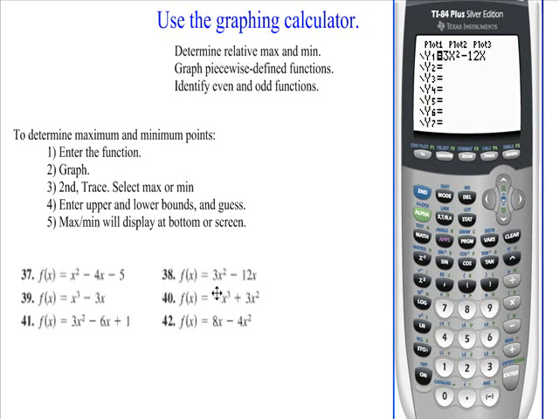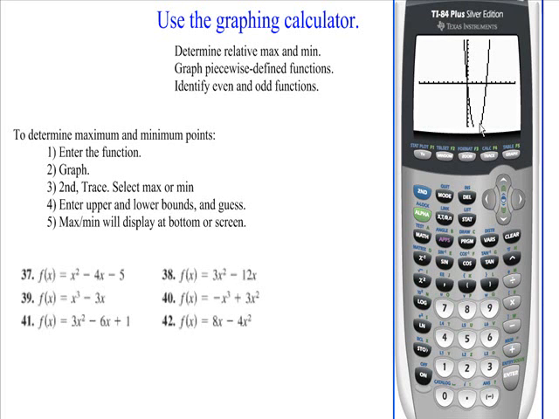From the homework set, it is f of x is equal to 3x squared minus 12x. So I've entered the function in the equation editor, and now I'm going to graph it. I see that this is a parabola that opens up, so this has a valley, which means that there's a minimum point on this graph.